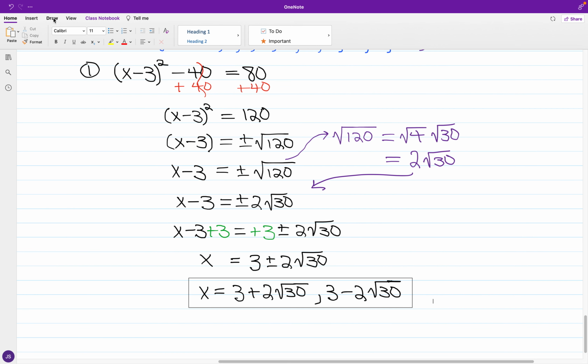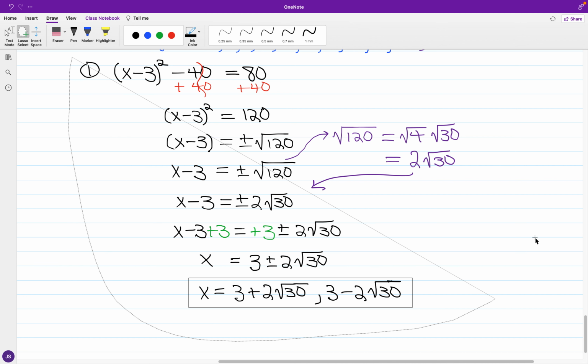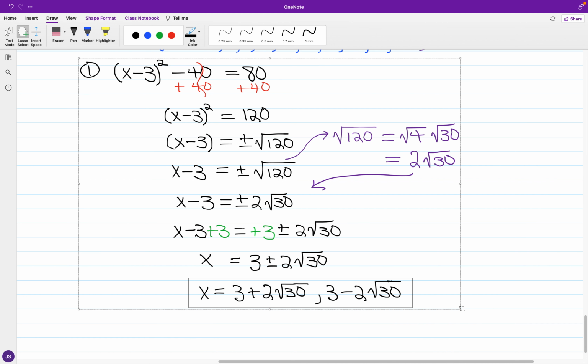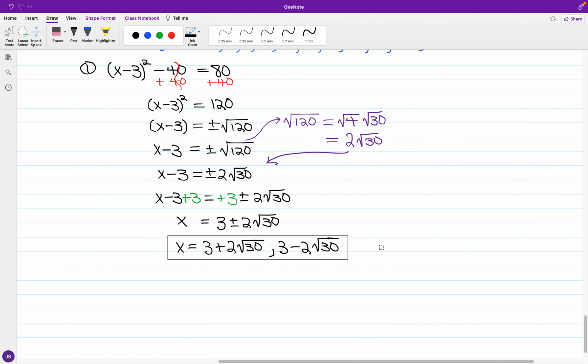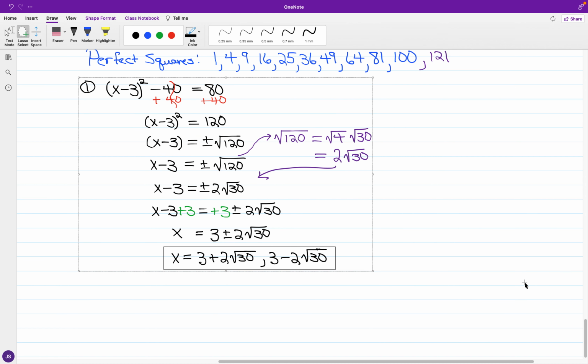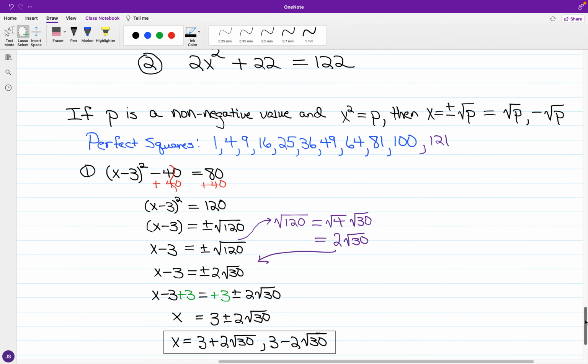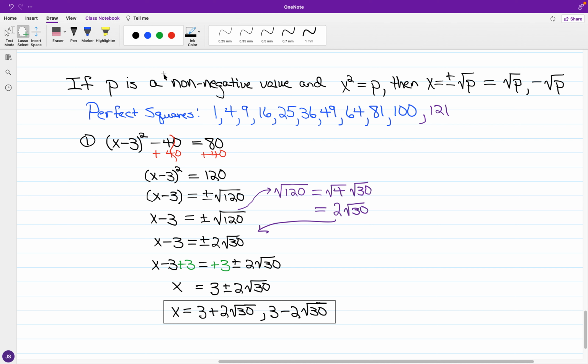Now, for the other problem, this is where the single variable term is 2x squared. With this problem, we have 2x squared plus 22 is equal to 122.